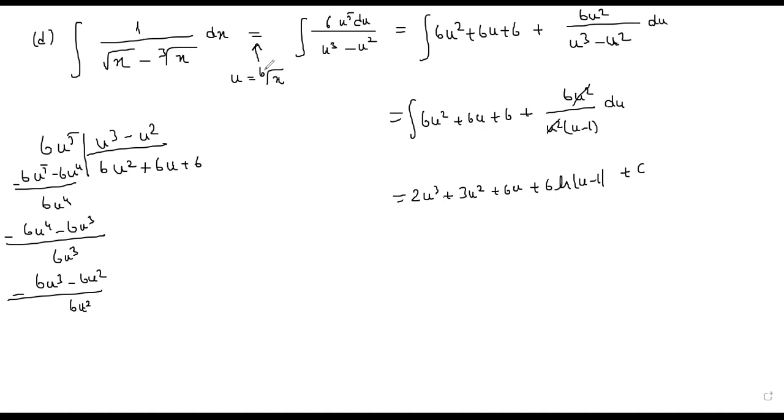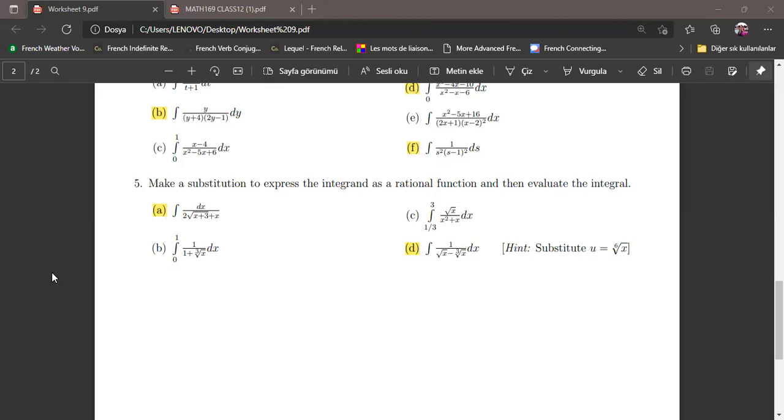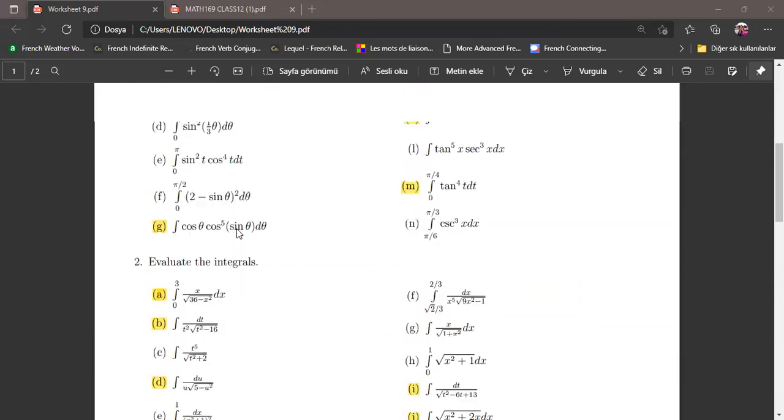Okay, u is equal to the sixth root of x, so the only thing to do is to plug this into here, and we're done, right? I will not write that, so you already know how to find it. Okay, and so we're done with this worksheet 9. We solved all the questions marked with yellow.